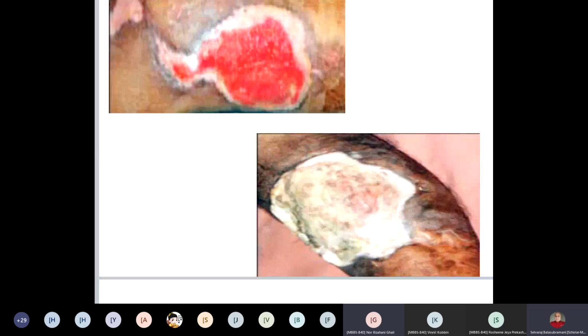You are not seeing much granulation, but instead you can see some slough also. What is slough in an ulcer? Dead soft tissue is called slough. Dead soft tissue. Dead bone is called what?